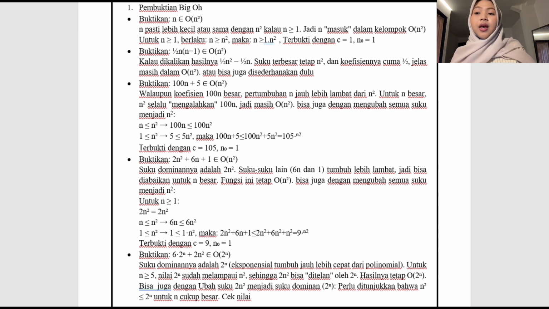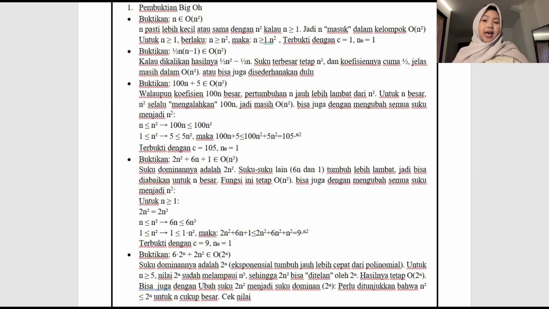Proof 4, converting all terms into n squared form gives 2n squared plus n squared plus 6n squared, which equals 9n squared, proven with c equals 9 and n0 equals 1.